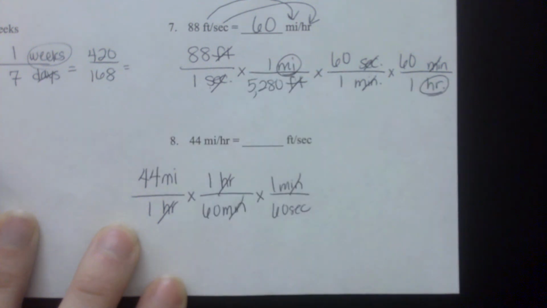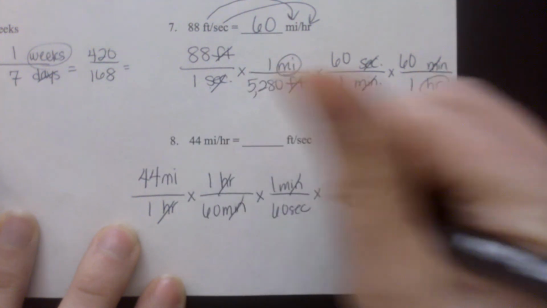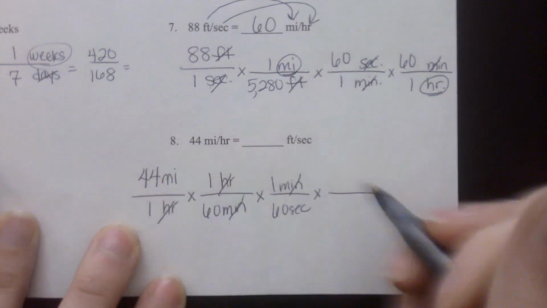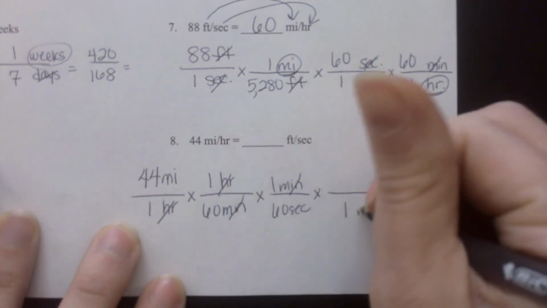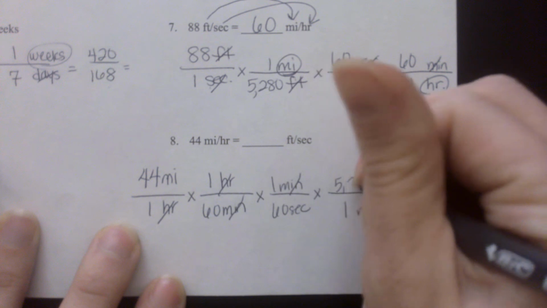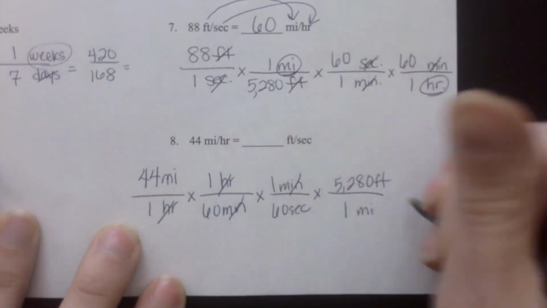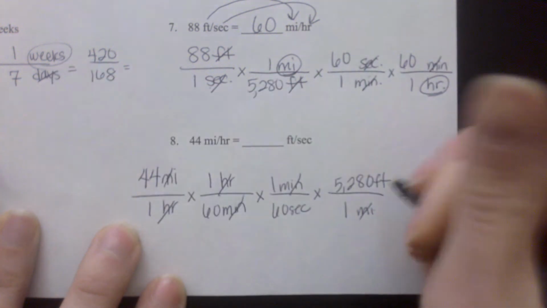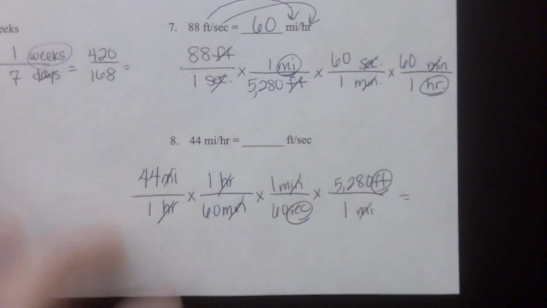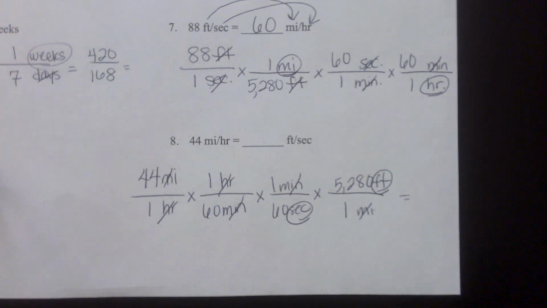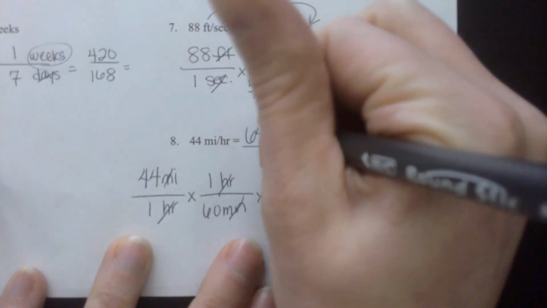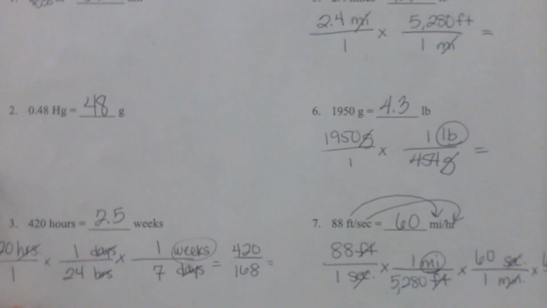1 minute is 60 seconds. Minutes cancels. And now miles is on the top over here. I'm going to put it on the bottom down here. So 1 mile is 5,280 feet. Miles cancels and we're left with feet per second. This is what we want, so we can solve 44 times 5280 divided by 60 times 60, which is 3,600. And we get 64.5. Okay, those are your answers.